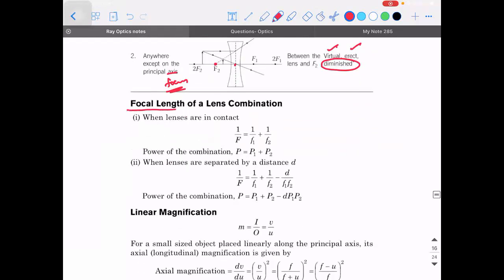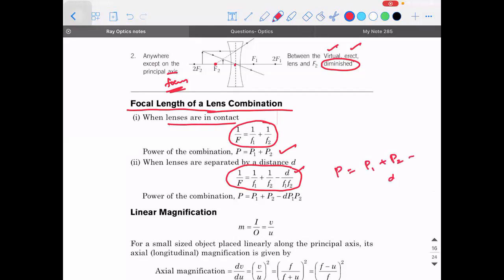Now, this is the important point. Focal length of lens combination. When the lenses are in contact, then 1 by capital F is equal to 1 by f1 plus 1 by f2. So power of combination is P is equal to P1 plus P2. When the lenses are separated by a distance D, then this is the formula: 1 by f is equal to 1 by f1 plus 1 by f2 minus D divided by f1 into f2. Or power can be taken like this: P1 plus P2 minus D into P1 P2.